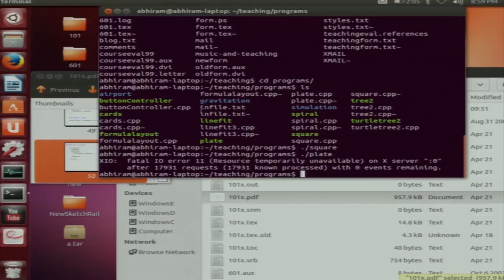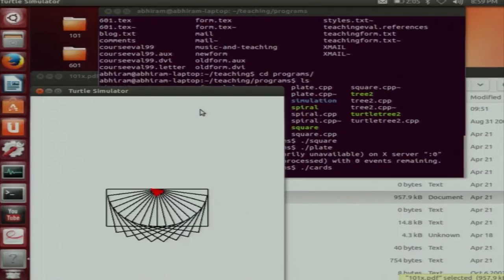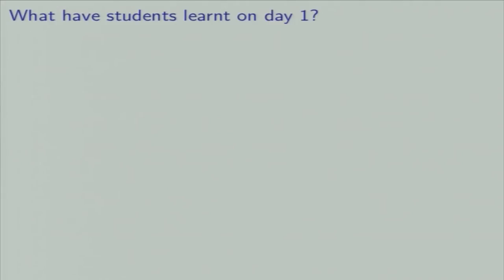Should I execute that program? Okay. So this is called cards, in fact. I'm sorry, I did not put in the wait statements in this. The turtle has just run through this very fast. But as you can see, the square has been rotated and it has gone on. So that is roughly what I do on the first day.